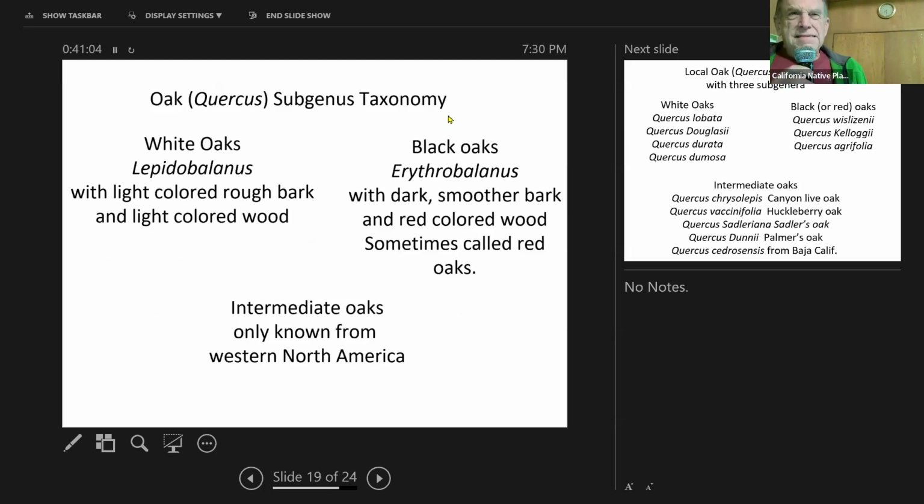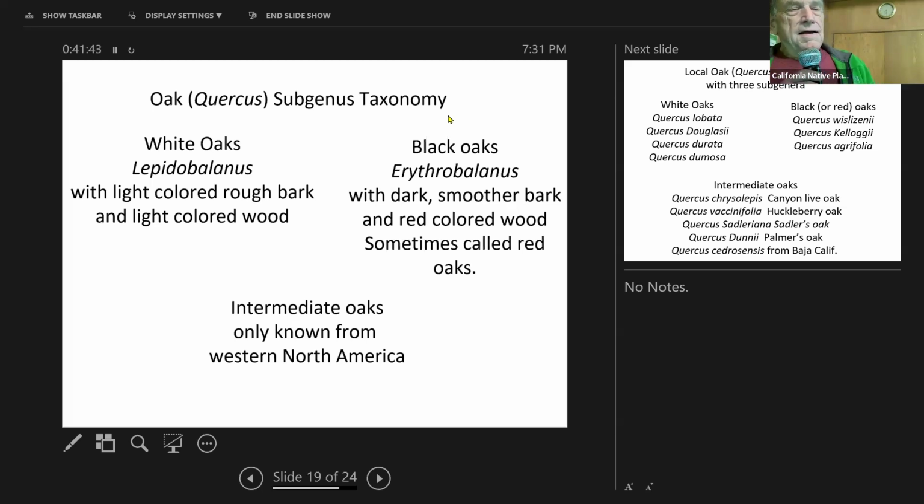I don't remember if it was Caesar that said all Gaul is divided into 3 parts, but it turns out that the oaks in California are divided into 3 subgenera. The white oaks have fairly light colored rough bark and fairly light wood, and it doesn't make as good a firewood as the black oaks. The black oaks have a darker, smoother bark. Sometimes it's red colored wood, which is why some of them are called the red oaks. And then the intermediate oaks are only known from Western North America.